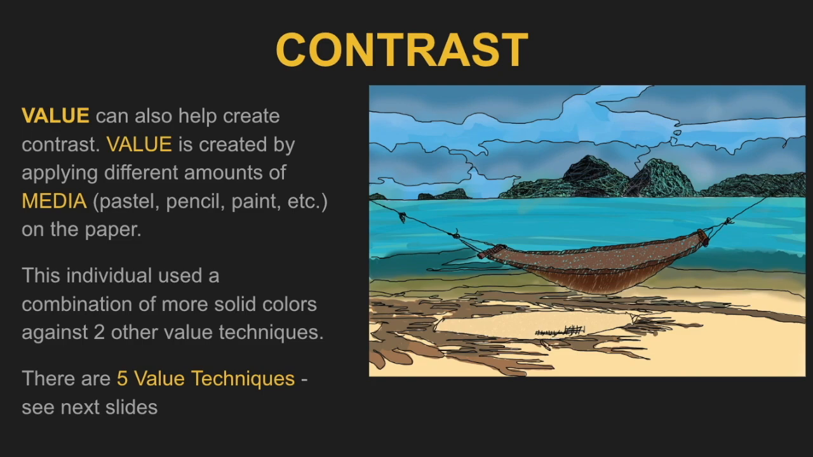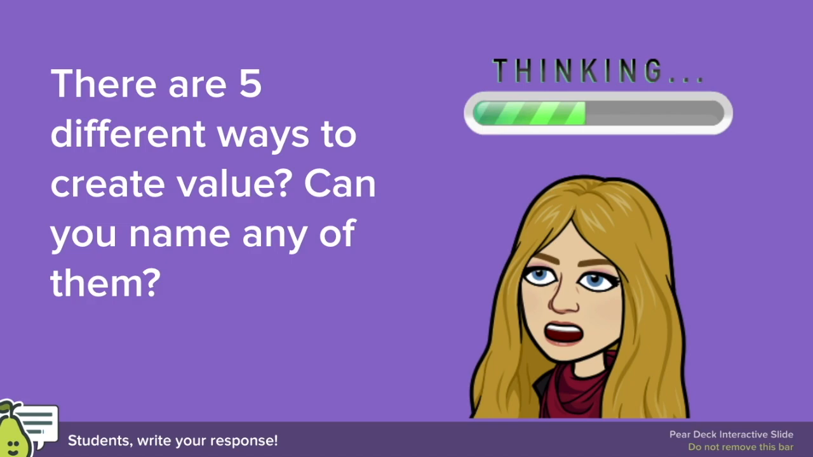You don't always have to use value to create contrast. Here the person used different value techniques such as scumbling in the mountains that you see in the ocean and smudgy values in the clouds and a little bit in the sand as well. This was technically created with Photoshop, so this person also used different opacities and colors as they were creating their drawing. So there are technically 5 ways to create value. I'm wondering if you can name any of them.